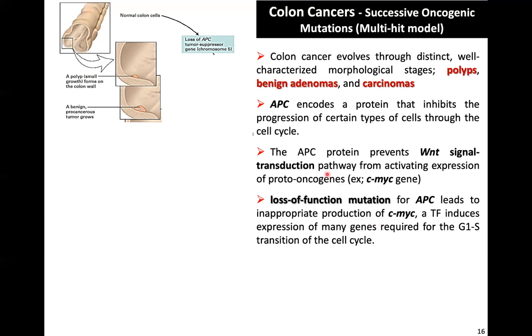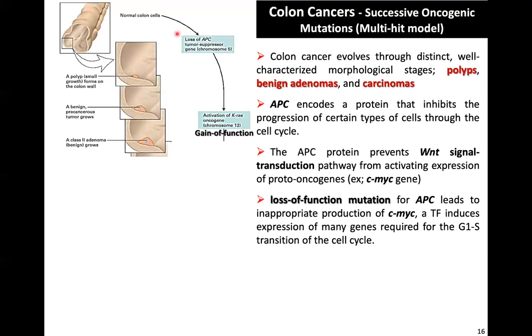So the APC gene and the protein product of that gene act as a brake that stops the hyperactivity of the c-Myc gene. Once there is a loss of function of APC, the c-Myc transcription factor will be left uncontrolled. So it will be overexpressed, leading to uncontrolled cycling of the cells.